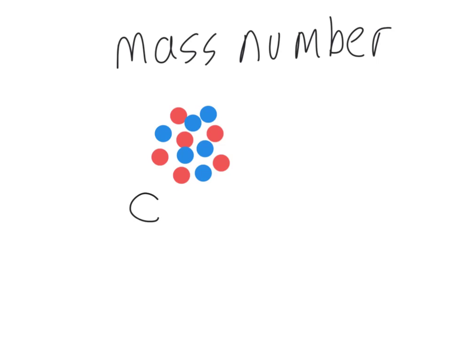Next, let's talk about mass number. If I count all of these particles in the nucleus, protons plus neutrons, I get the mass number. So here I have 6 of each, so the mass number for this carbon is 12. So I can write it like this, carbon 12. So what atom am I making here? 1, 2, 3, 4, 5, 6. If you said that that's also going to be carbon, you're correct.